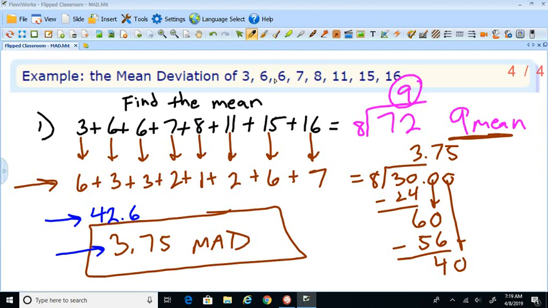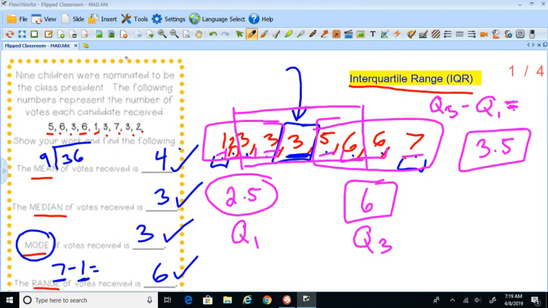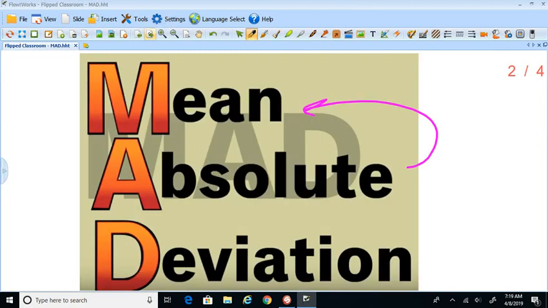I hope this helps you on your test coming up. Everything in Chapter 9, whether questions are statistical questions, simply finding the mean, median, mode, range of a data set, IQR of a data set, and MAD. And that is what's going to be covered on the Chapter 9 test. Study, get ready, 100% like always.